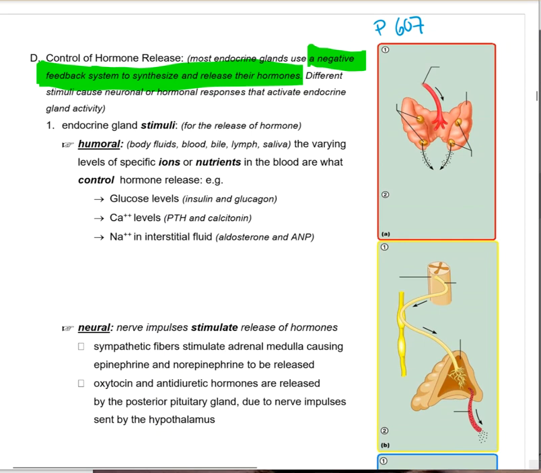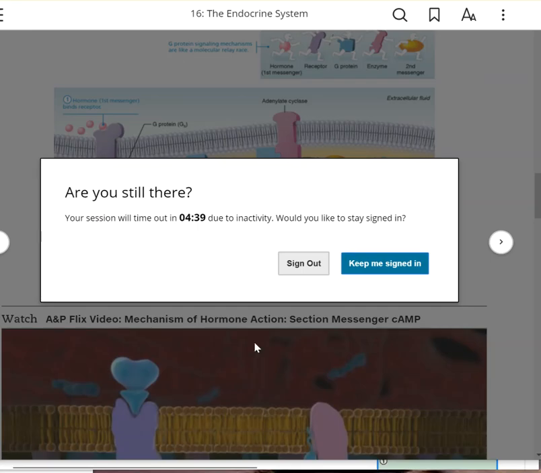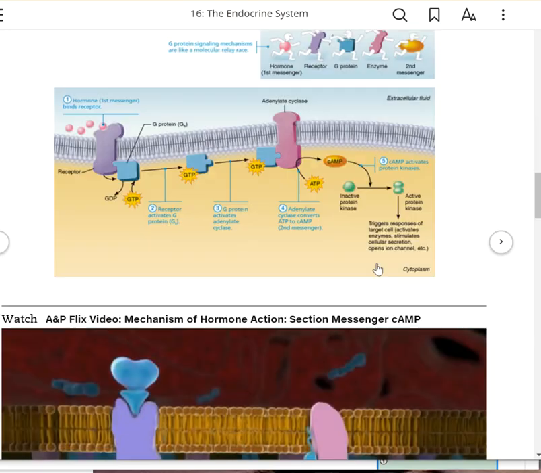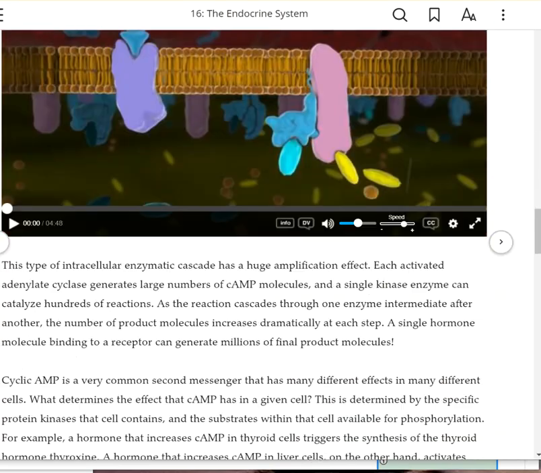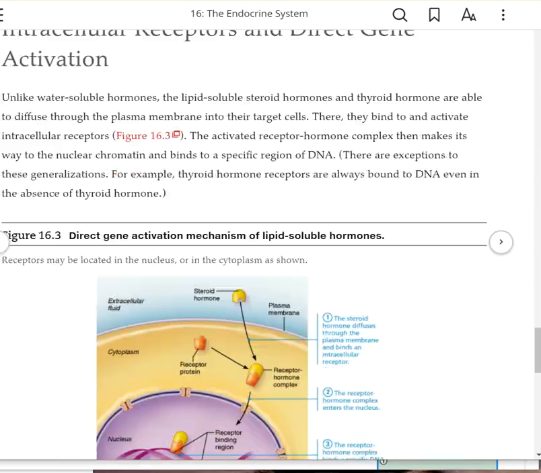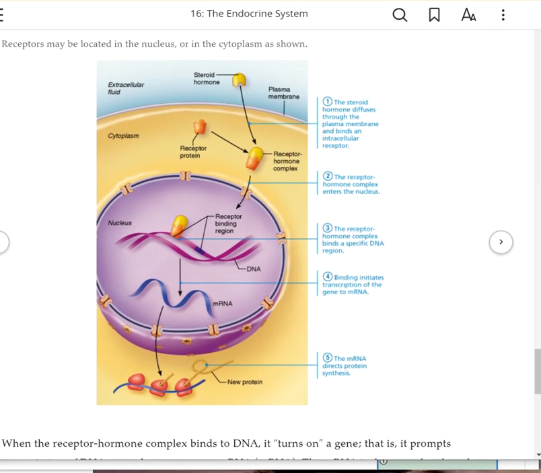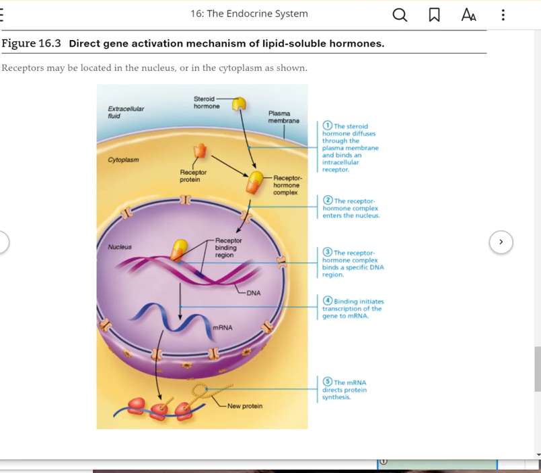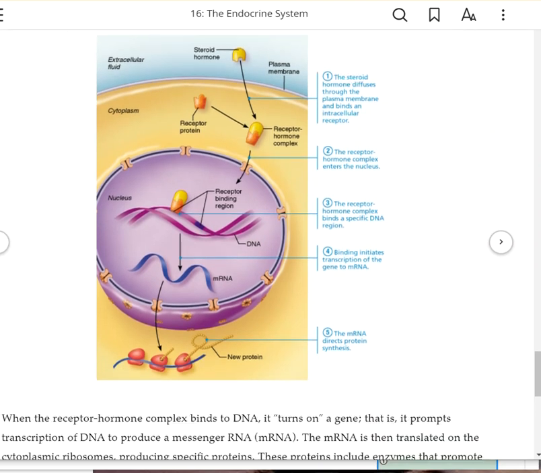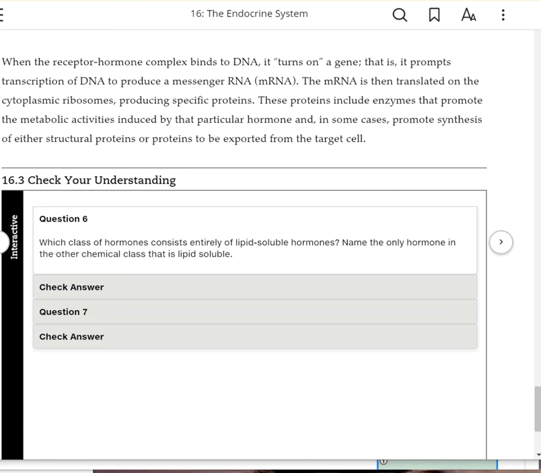So first, let me flick over here to the book. Oh, it wants me to go away. It thinks I should leave, but we're not ready to leave yet. Okay, and by the way, there's direct gene activation on page 606. You can look at all the steps. They have 5 steps. I only had 4, but it works about the same.